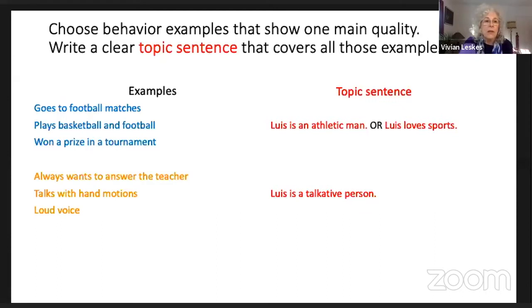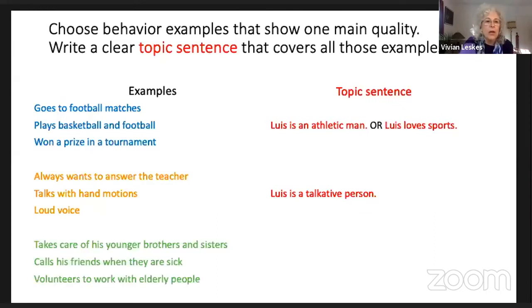Okay, let's give you a chance. If he takes care of his younger brothers and sisters, calls his friends when they are sick, and volunteers to work with elderly people, what kind of a person do you think that is? Can I have a volunteer? Caring person, compassionate, kind. Okay, kind and caring.